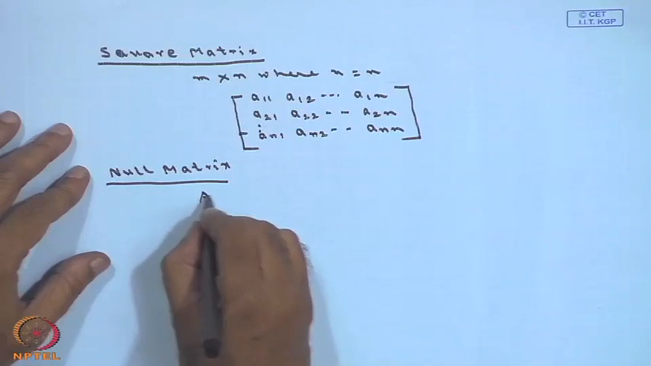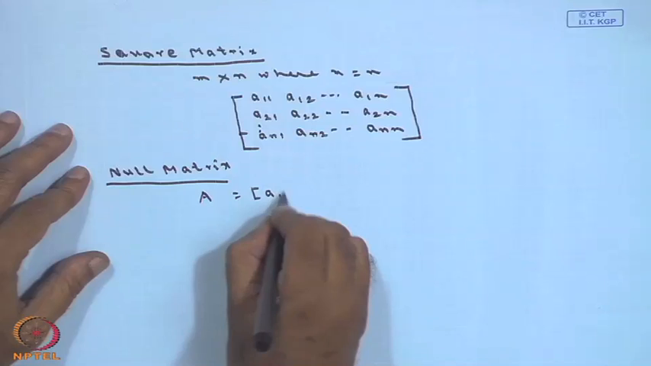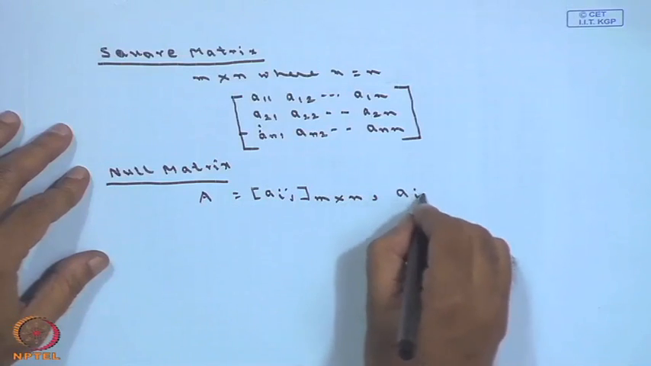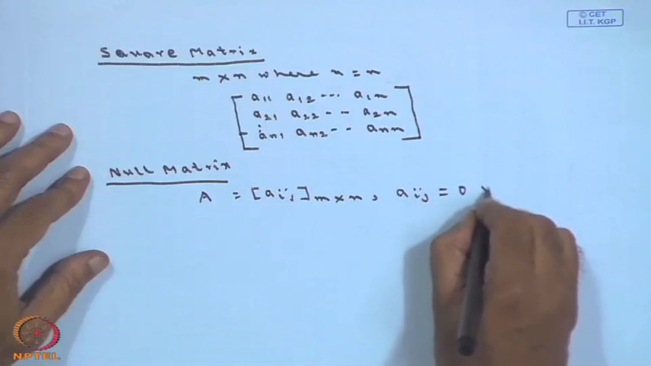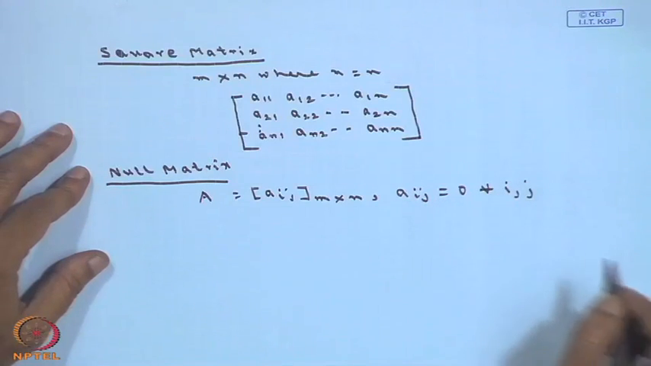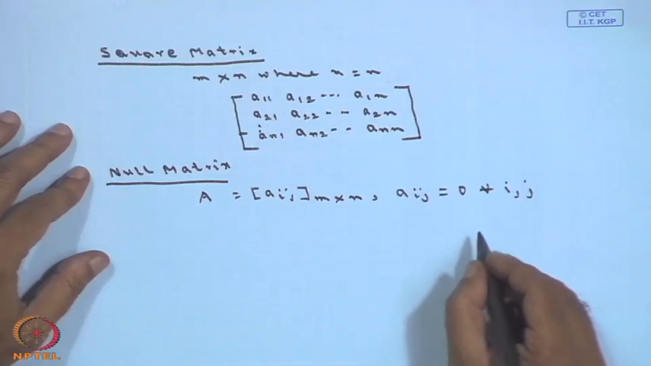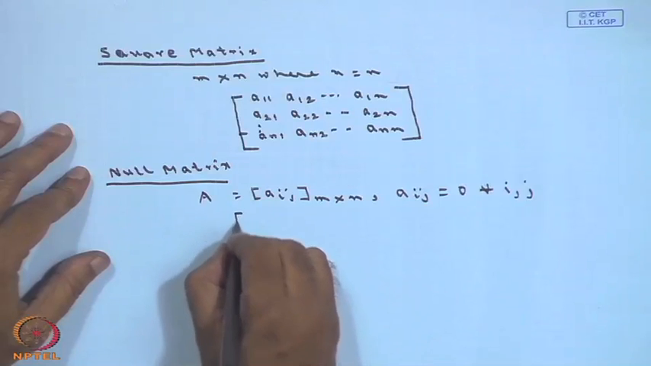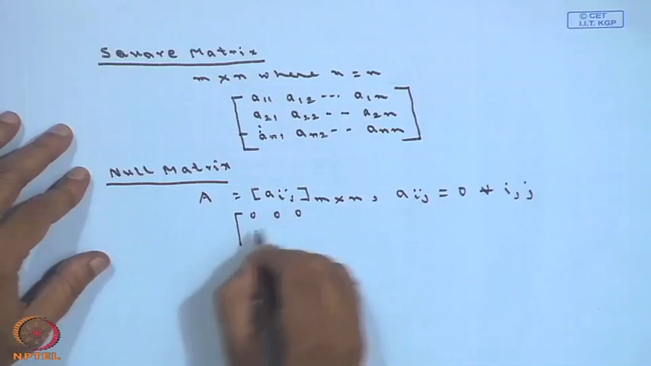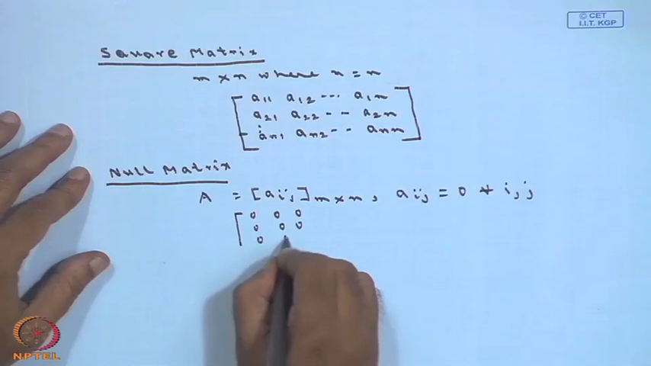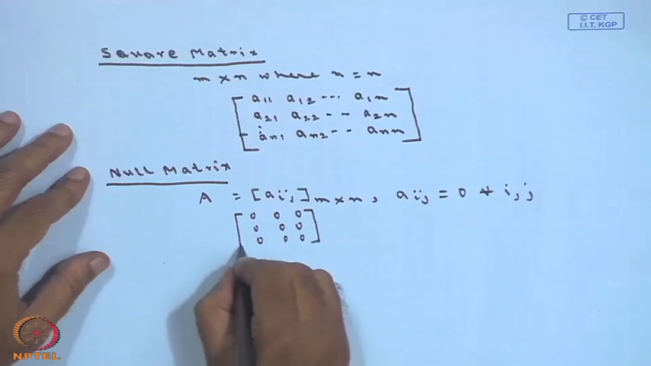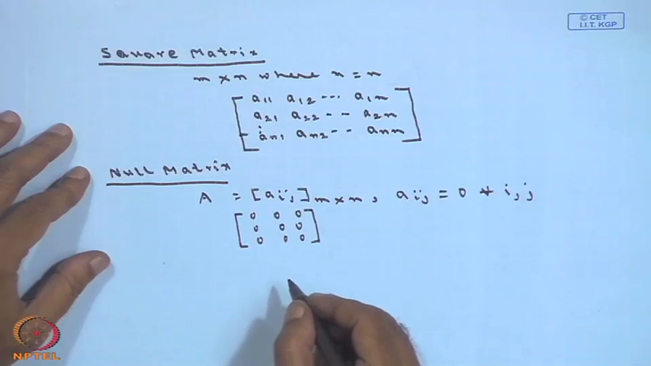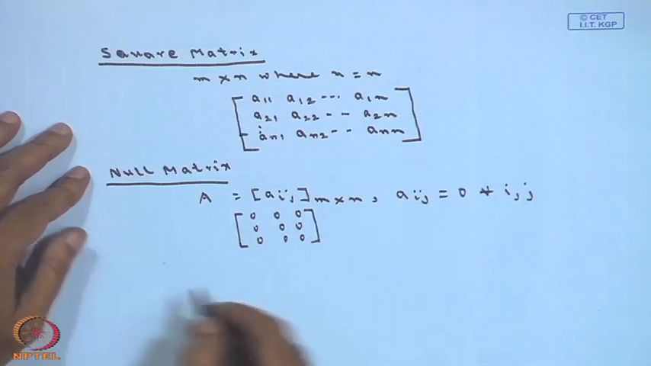You have the matrix A equals A_ij, the order is m cross n. If A_ij equals 0 for all i and j, then that matrix we call the null matrix. I can write something like this: 0 0 0, 0 0 0, and all are zeros. So, this matrix is a null matrix of order 3, or it has 3 rows and 3 columns.